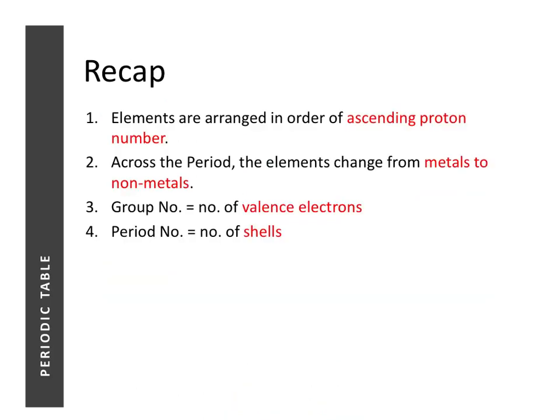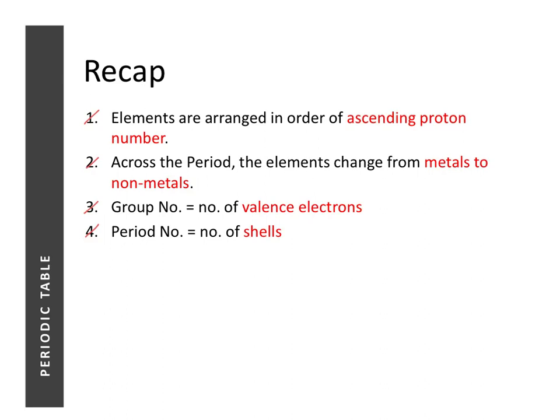So these are the 4 points that we have just recapped. One is that elements are arranged in order of ascending proton numbers. Next, the group number tells us the number of valence electrons, or elements in the same group have the same number of valence electrons. And the period number tells us the number of electron shells, or that the elements in the same period have the same number of electron shells. And lastly, as we move across the period from left to right, the elements change from metals to non-metals, meaning the metallic character of the elements decreases.